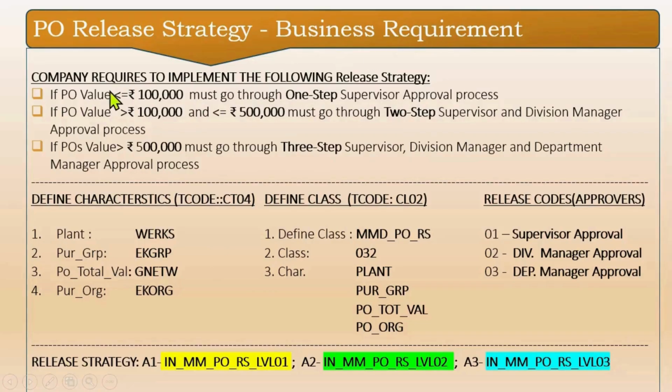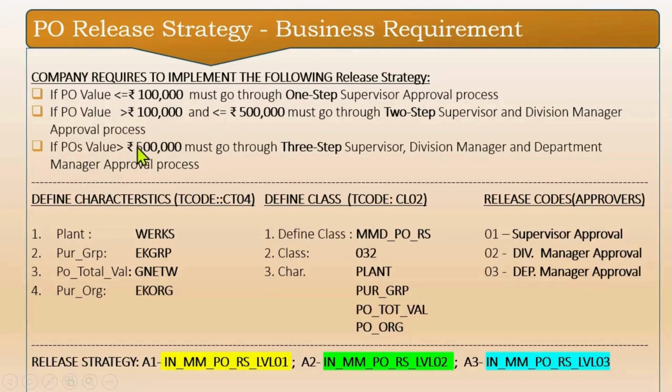Business requirement. Company requires to implement the following release strategy. Rupees is the currency I have taken here because the company code currency is rupees. If PO value is less than equal to rupees 100,000, only supervisor can approve it. No need to go to higher level. If PO value is greater than 100,000, less than equal to 500,000 rupees, 2-step approval, it will go to one level higher, it goes up to division manager.